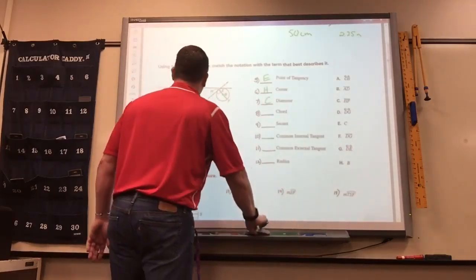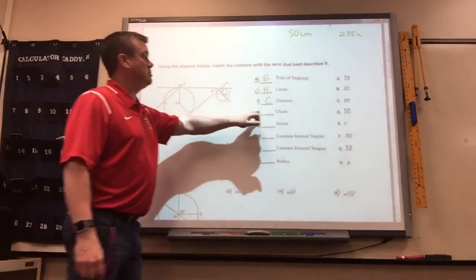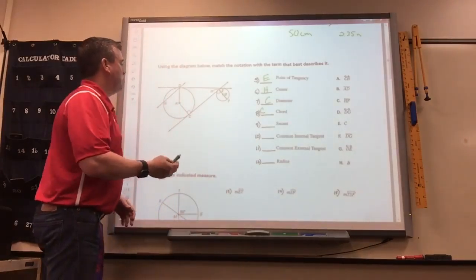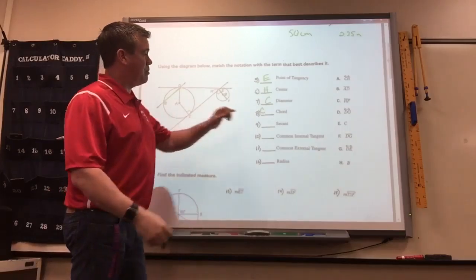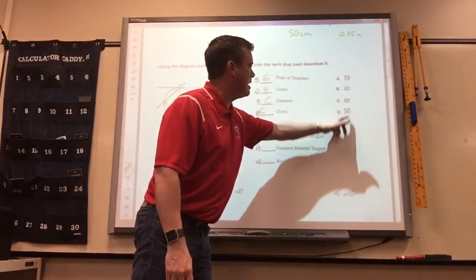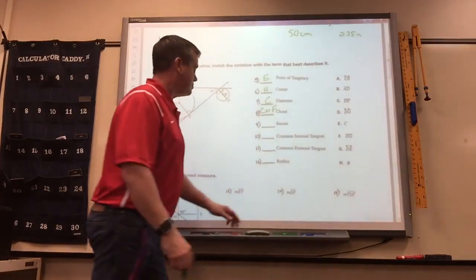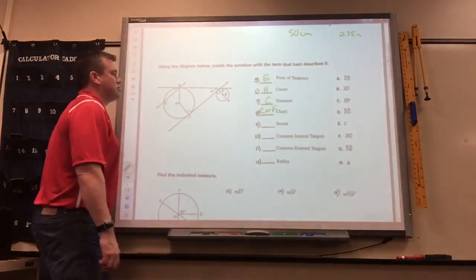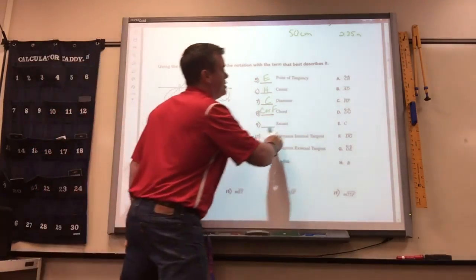A chord, now you've got options here. HF is also a chord, the diameter. So you could put C here and it wouldn't be wrong. But there's also a chord right here, DG. And remember, a chord starts and stops. So it'd be segment DG, not line DG. So you could have C or F for that one. A secant is a line that cuts through it in two spots. So that'd be line DG.